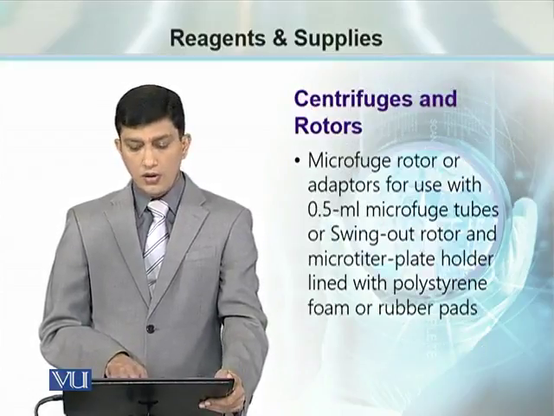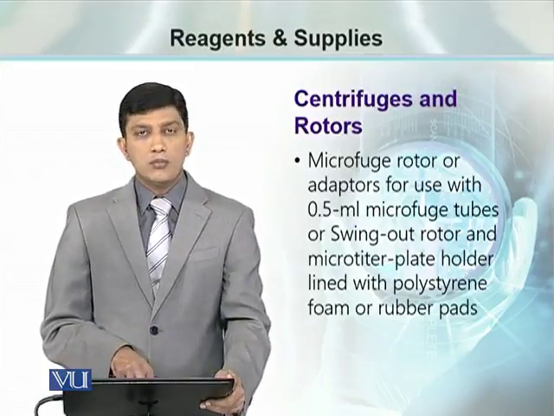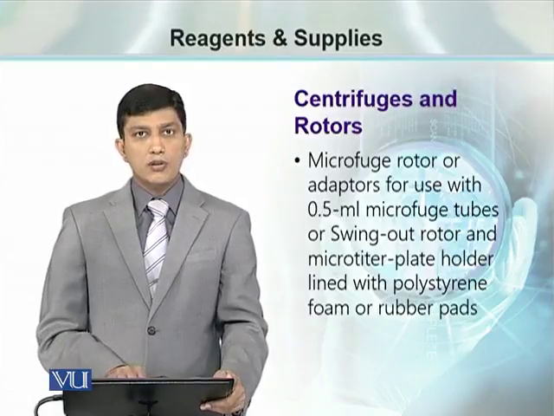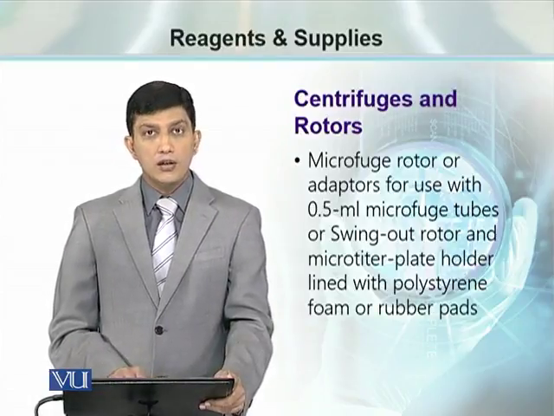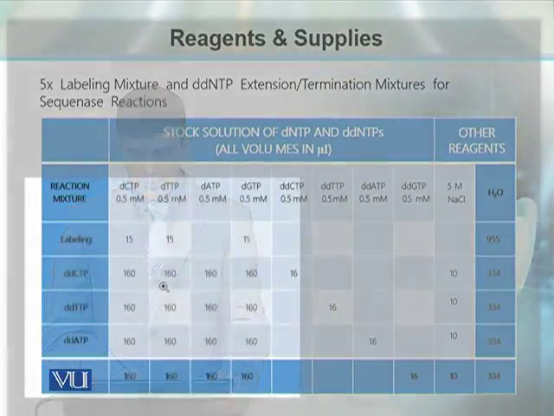Centrifuge, normal microfuge rotor is required, which can centrifuge 0.5 milliliter of the tube or 1.5 milliliter of the tube. Normally this is called as bench top centrifuge.